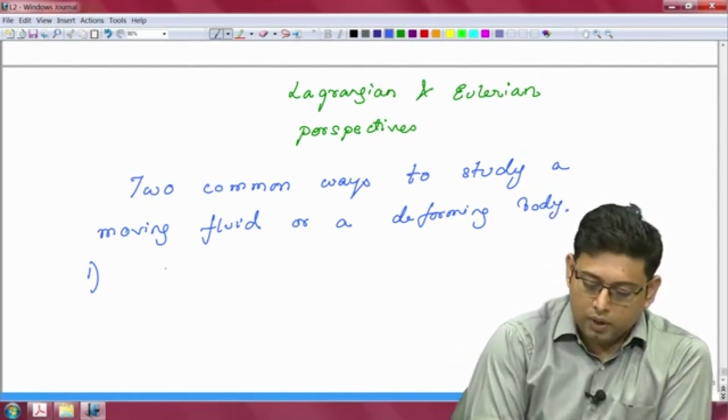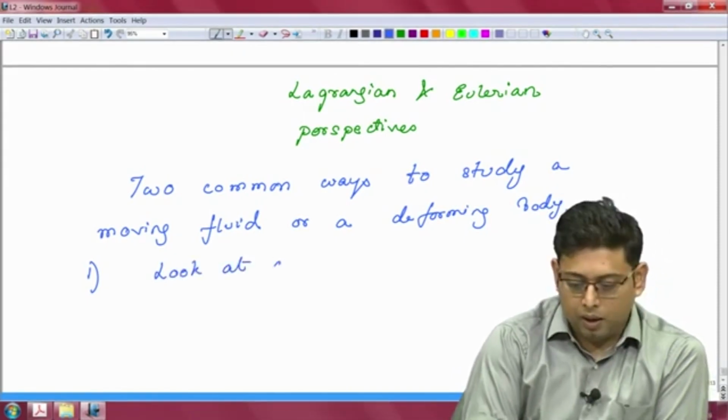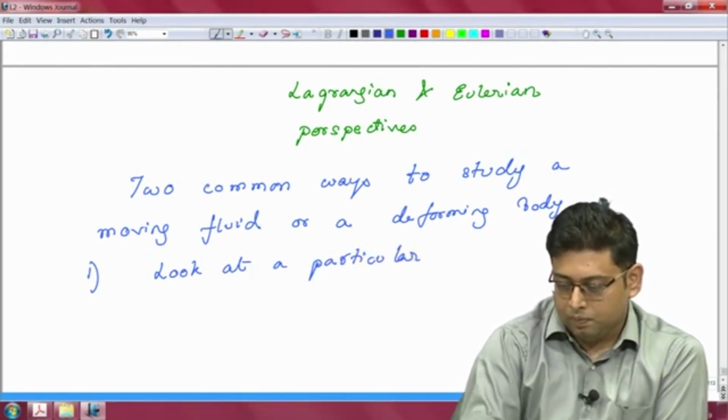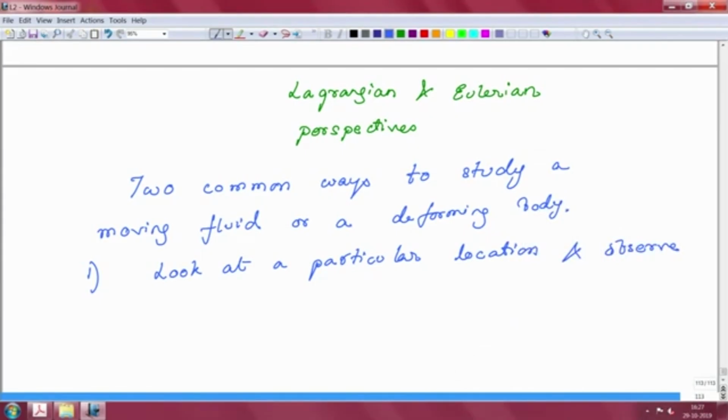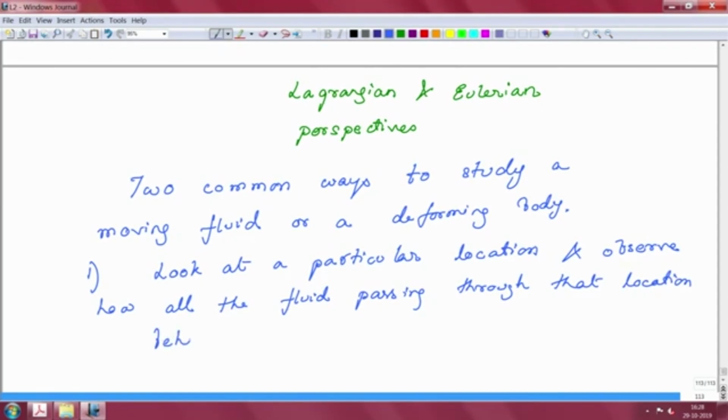So here what we do is we look at a particular location and observe how all the fluid passing through that location behaves. This is the Eulerian point of view.